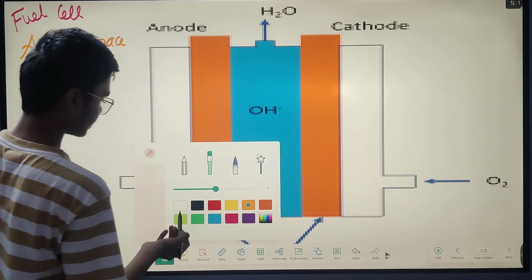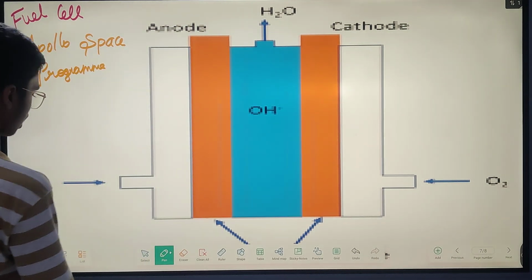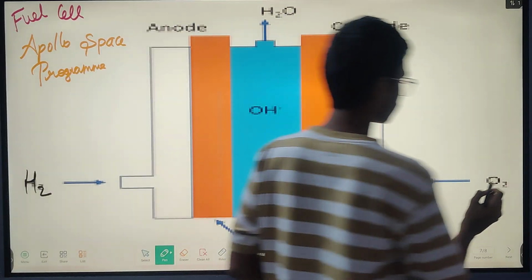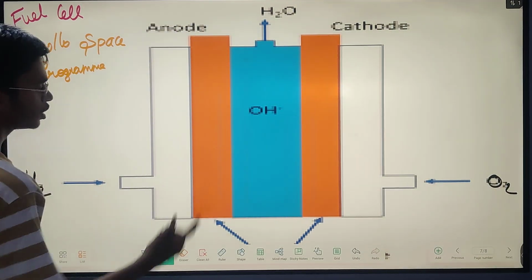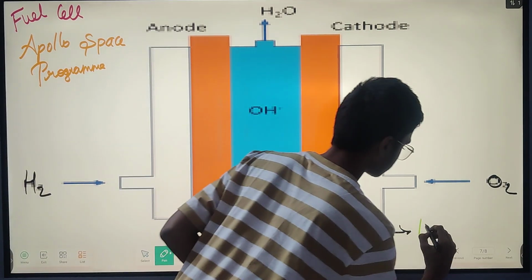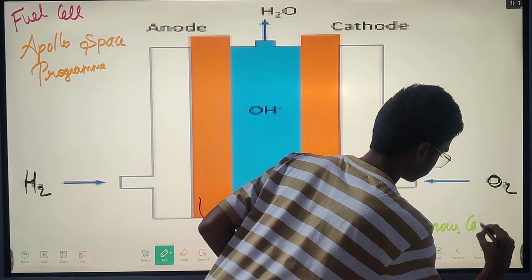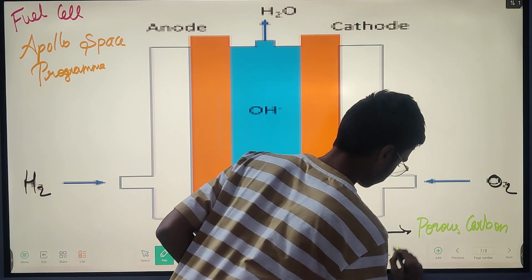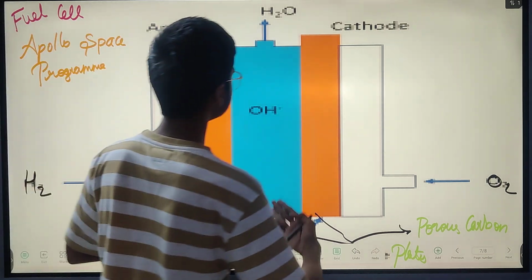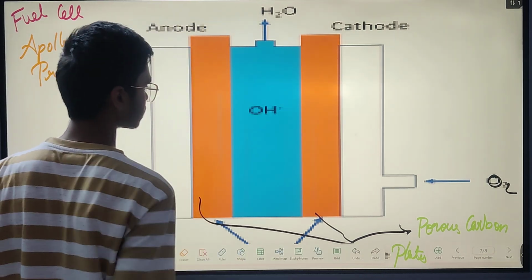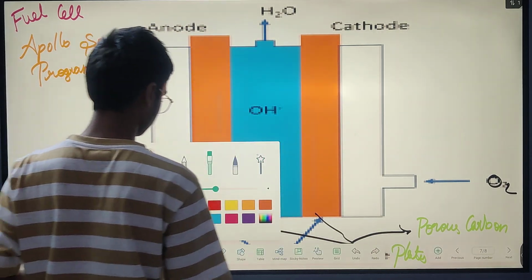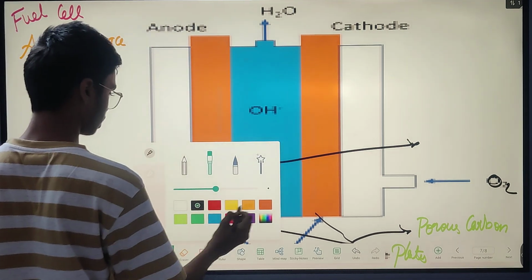So what will be happening is, hydrogen will be passed, H2 will be passed, and also O2 will be passed. These two are porous carbon plates. Then these two will be combining, and here there will be an electrolyte. Mostly this electrolyte will be NaOH or also KOH, but mostly NaOH.